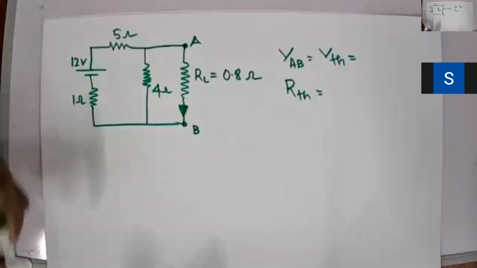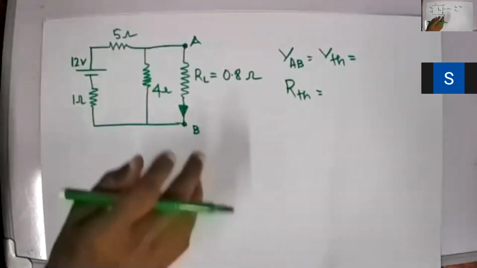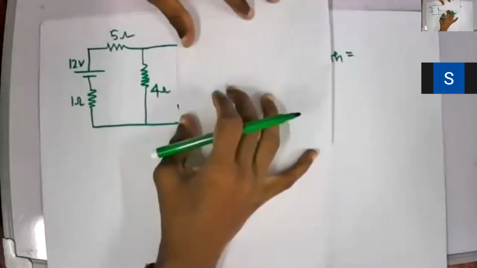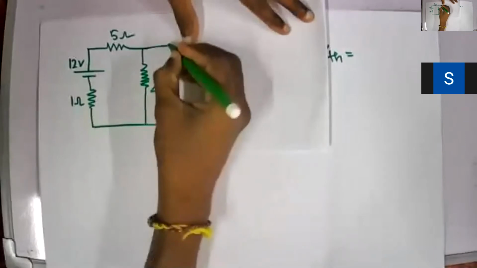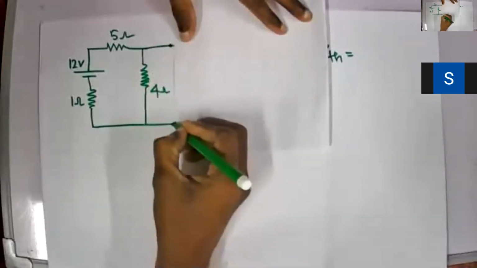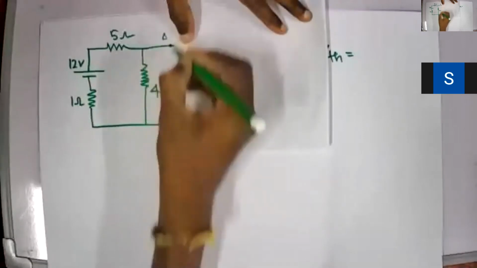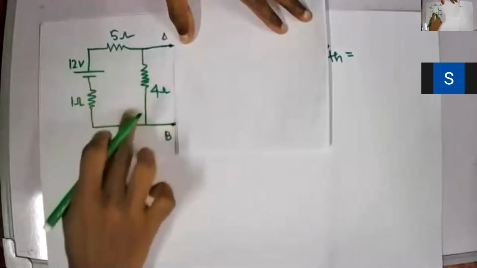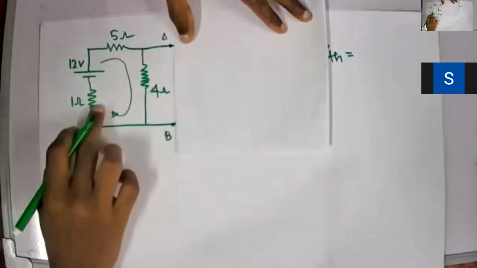See, right? So once you open circuit this one, A and B need to be open circuited. Am I right? I have A and B. What will be the voltage across A and B? See here, this is a simple loop. There is only one loop. What is the current through this loop?